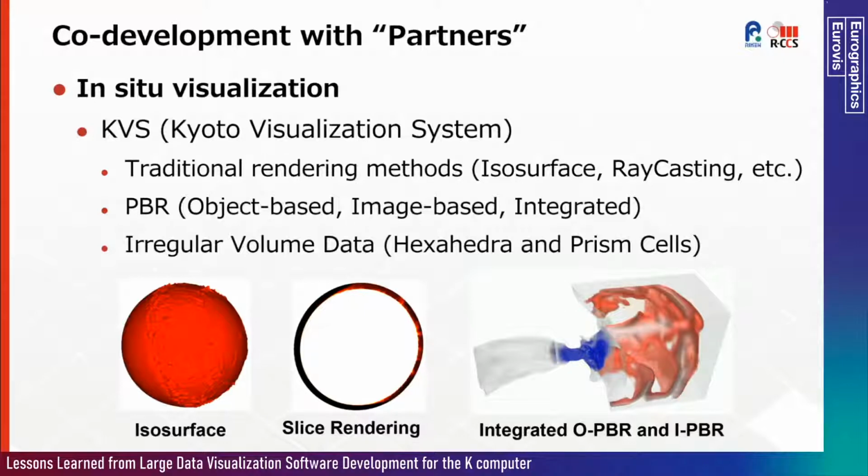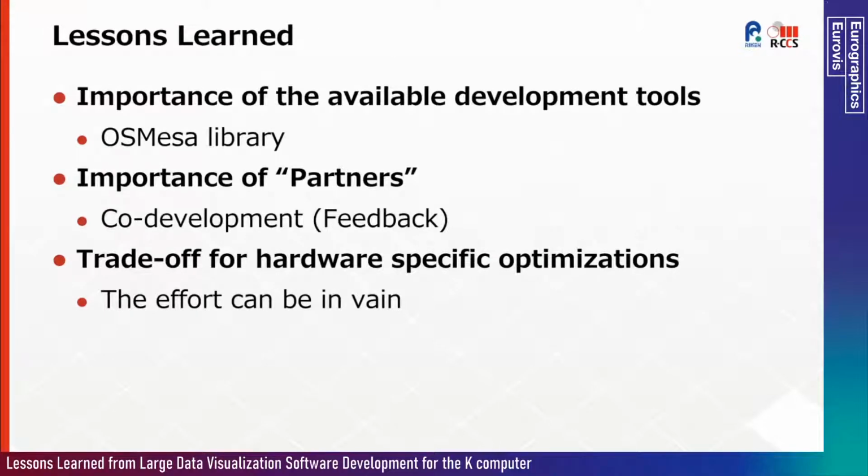And during this visualization software development, as some lessons learned, we can cite the importance of the available development tools, especially the OS Mesa library in the case of the supercomputer environment. And also the importance of working with partners for the code development and with their valuable feedback. It is also important to mention the trade-off for the hardware-specific optimizations, since some efforts can be in vain if there is no continuation of the hardware architecture.